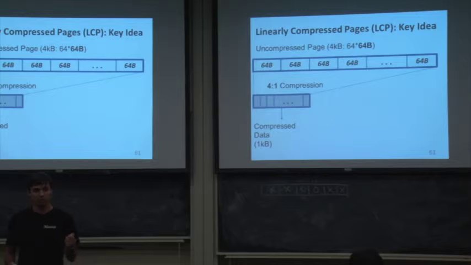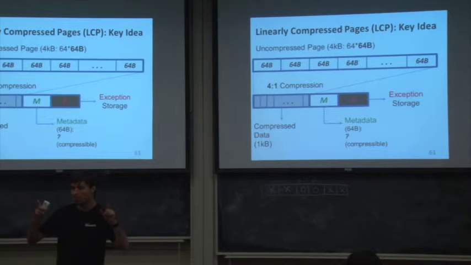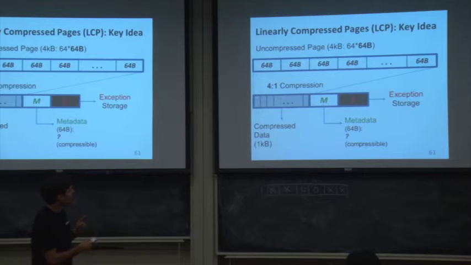So for every compression scheme, you can say you either fit in, say, 4 times less space, or it doesn't fit after compression. If it fits, then good. If it doesn't fit, then we store it in exception storage. That's the idea, essentially. We fix the compression scheme per page, but different pages can have different compression schemes. So for every cache line, I know where it's supposed to map if it's compressed. If it's not, I store that in the metadata, whether it's compressed or not, and I store an additional line in exception storage.